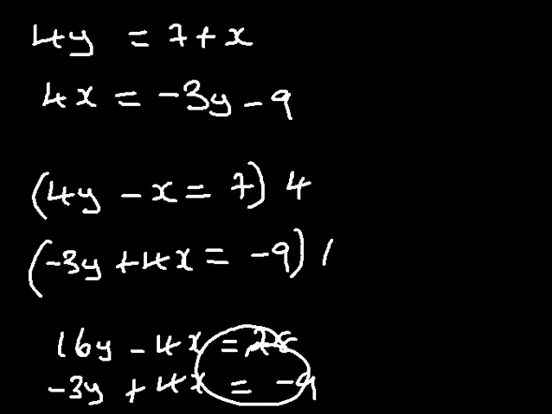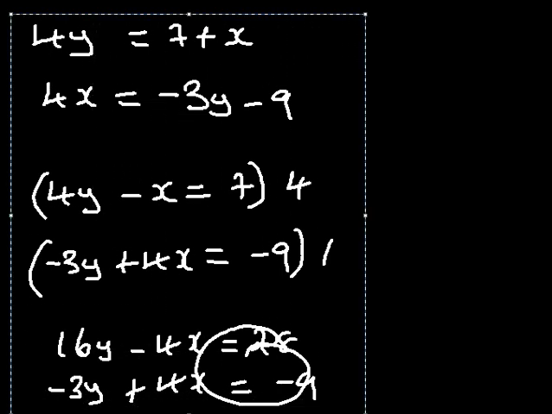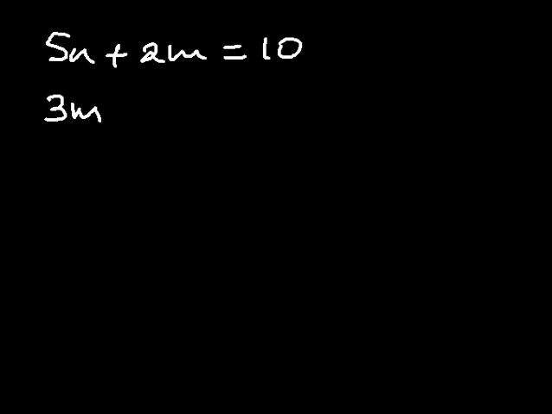So try to continue that on at your own time, and also try the following. Let's say we have 5n plus 2m, which is equal to 10, and 3m plus 7n, which is equal to 29. So try to solve for that.